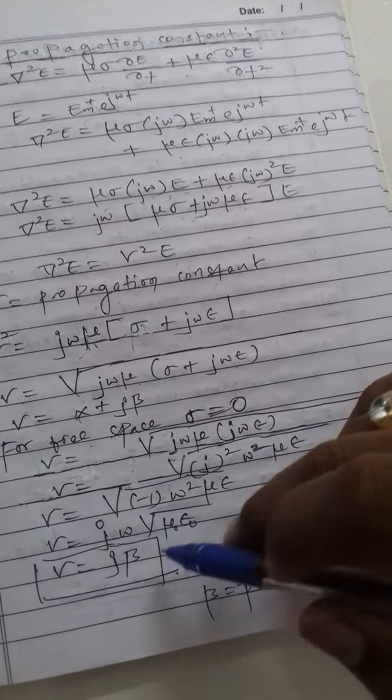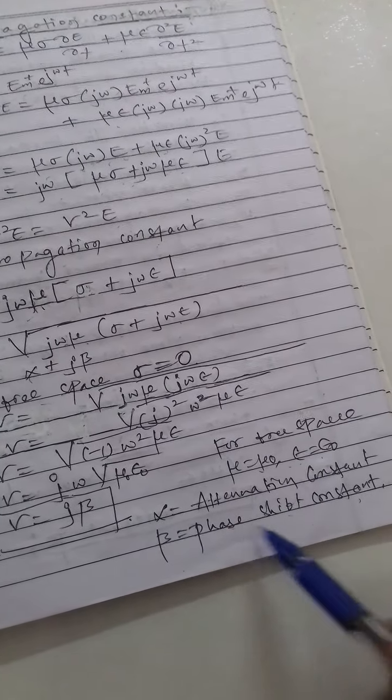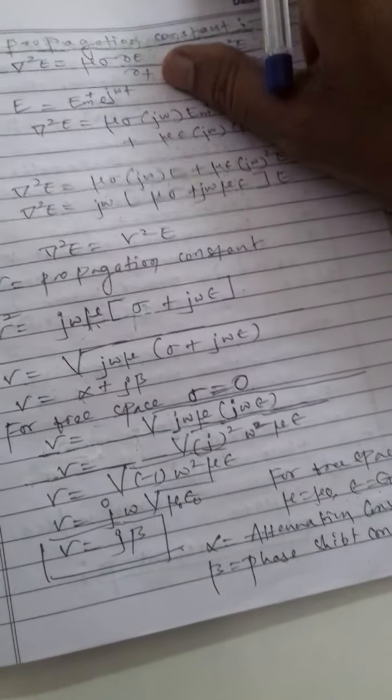For free space, mu is equal to mu naught and epsilon is equal to epsilon naught. Alpha is the attenuation constant and beta is the phase shift constant.